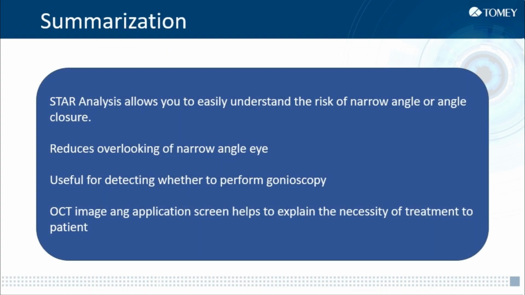Here is the summary. STAR analysis allows you to easily understand the suspicion of narrow angle using numerical information. Since it enables us to check angle condition at the same time as other inspections, it is possible to reduce the chance of overlooking a narrow angle. This is useful for deciding whether to perform gonioscopy, which is a time-consuming process. By explaining to the patient using the application screen, it is easier to gain consent for the treatment.